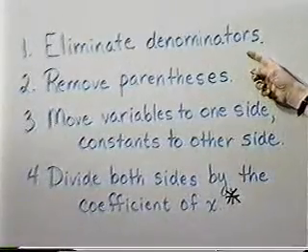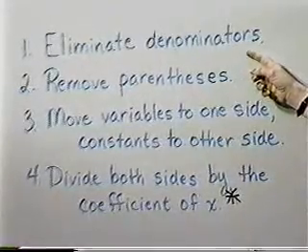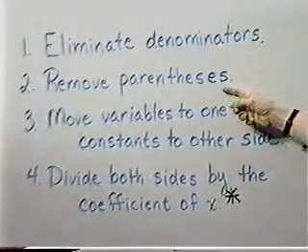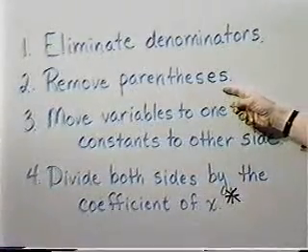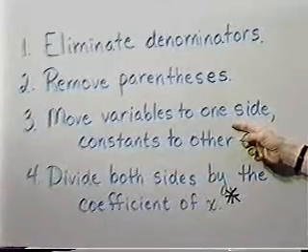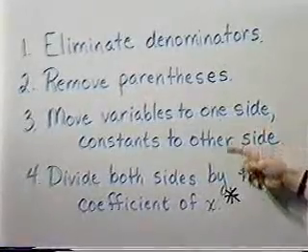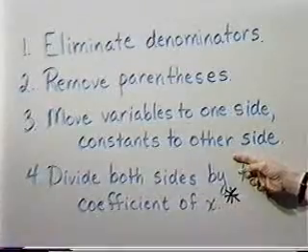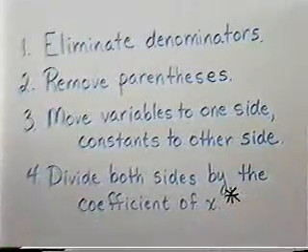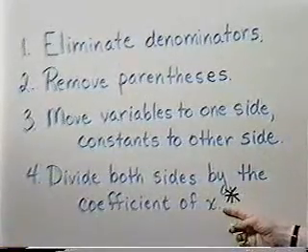One more time, eliminate denominators or fractions if there are any other than 1. Second, remove parentheses if there are any. Then move variable terms to one side of your inequality, constants to the other side. Then divide both sides by the coefficient of the variable term.